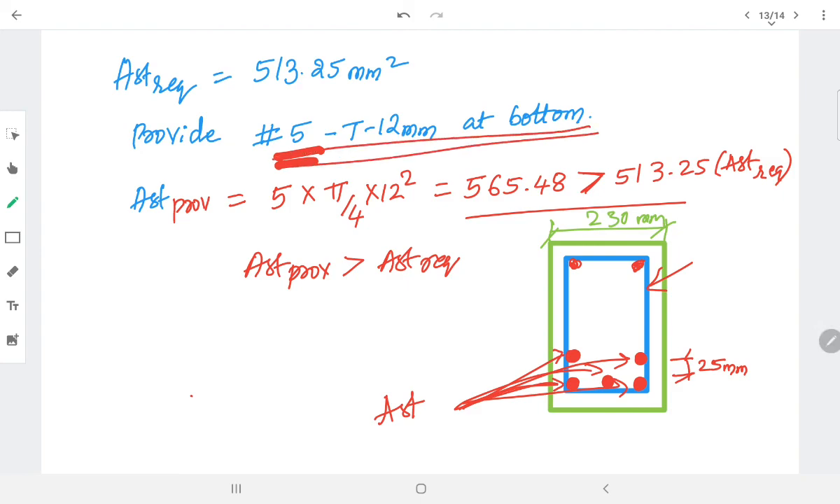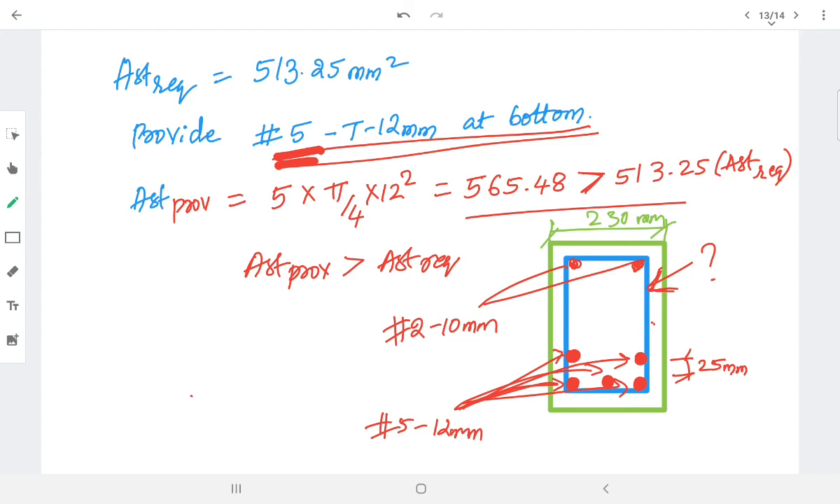Next, in the next session we'll be designing the shear reinforcement. Here we have provided, so I'll be writing here once again. This is 5 numbers of 12 mm and this is 2 numbers of 10 mm. This much is provided, and remaining thing is the shear reinforcement, and check for shear, check for deflection, and further we'll go for the detailing part.